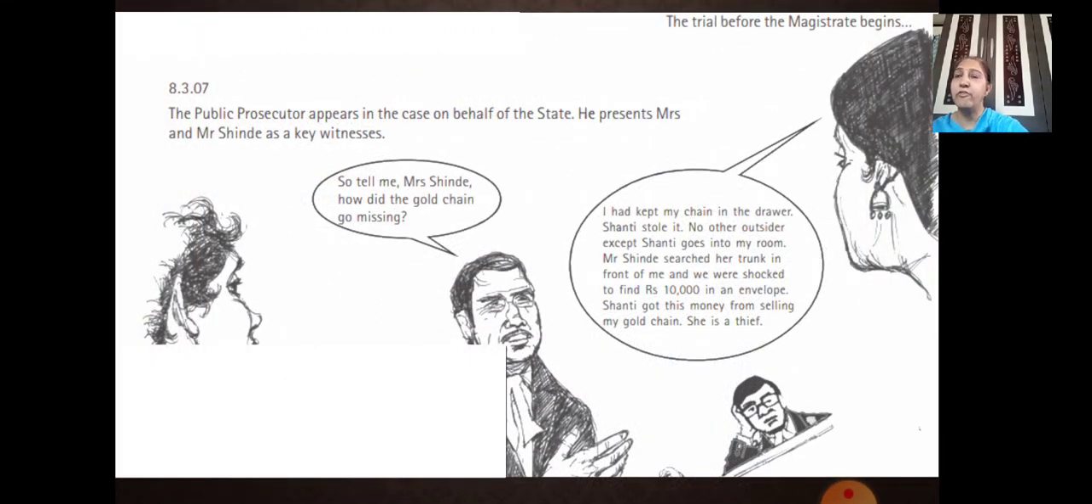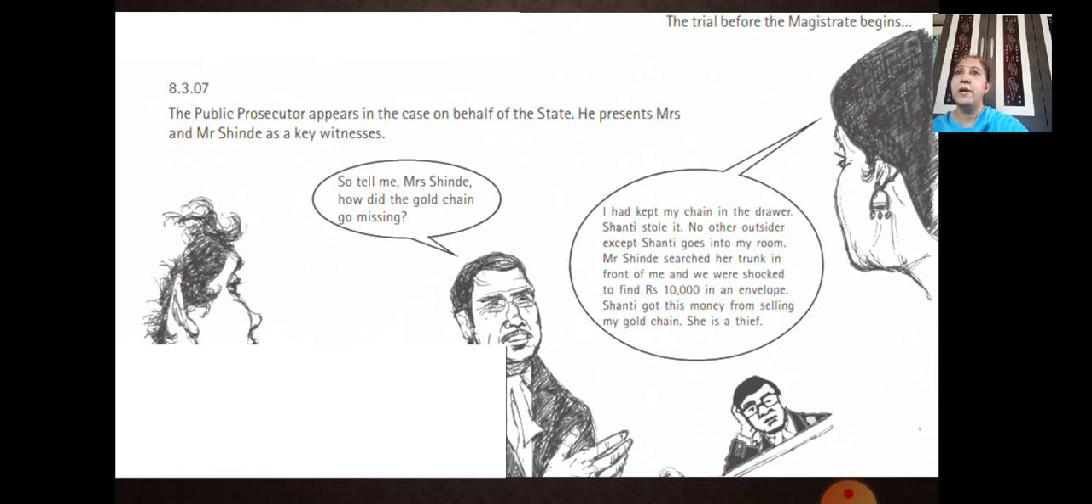So on 8th of March, the public prosecutor appears in the case on behalf of the state. He presents Mr. and Mrs. Shinde as key witnesses. Now that started here. So tell me, Mrs. Shinde, how did the gold chain go missing?